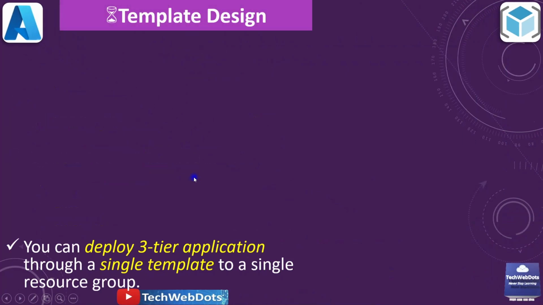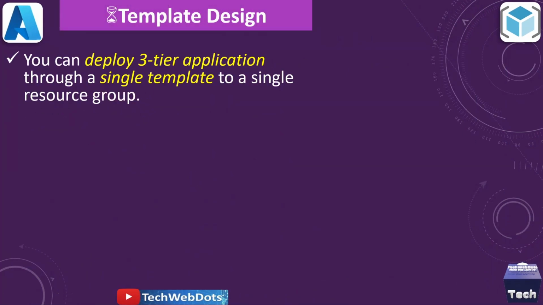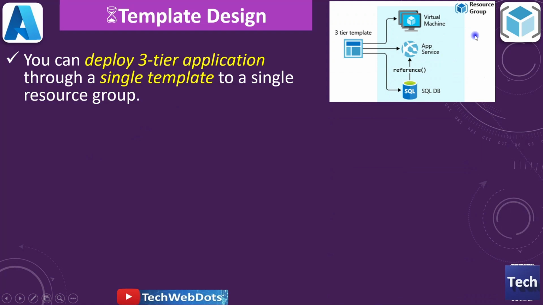Now, what about the template design? So you can deploy a three-tier application, because we are understanding the whole picture. For example, you want to deploy a three-tier application, meaning you have a front end, a back end, and a processing component, or you can say your business processing layer. So through a single template to a resource group. You can consider this is one resource group, and we have a template.